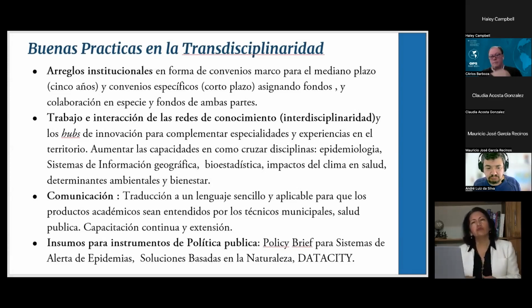And finally, to be able to generate input for policy public policies. So we need to learn to write policy briefs aside from scientific papers, which really aren't of interest for local governments and for communities, but policy briefs, infographics, these kinds of messages are very good for communities, even those that are geared towards children. It's very good to raise awareness about issues such as early warning systems for epidemics, nature-based solutions, information and data for cities, which is something that we want to go advancing on and that is important to make informed decisions.